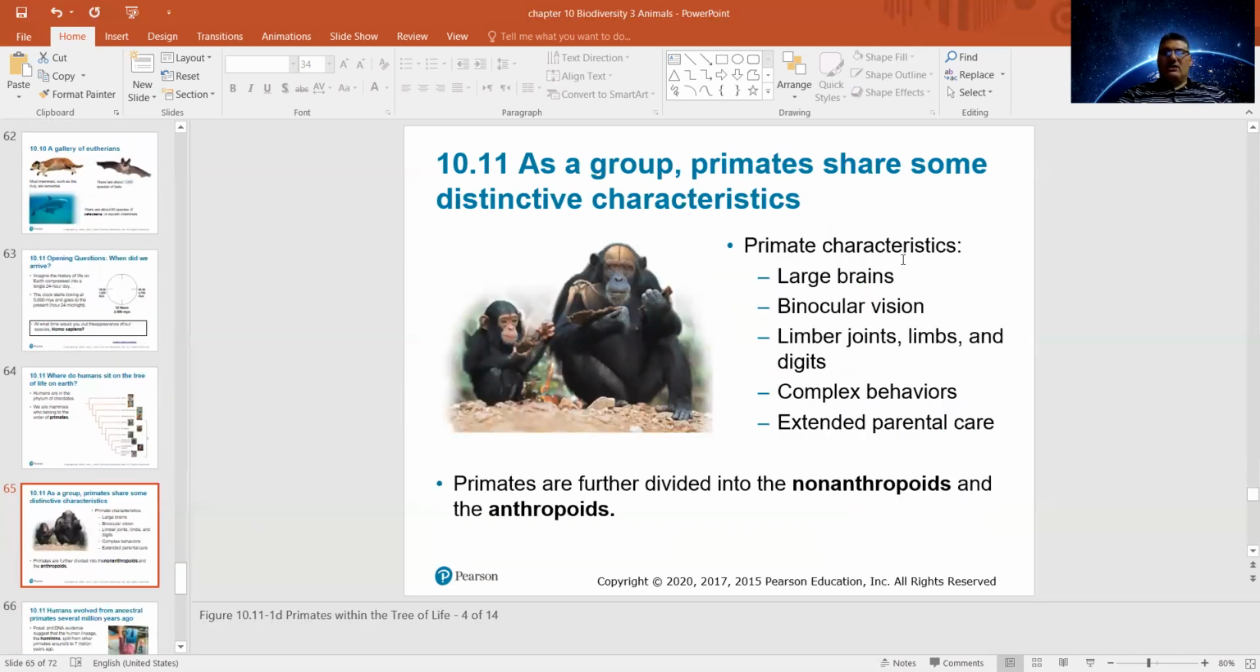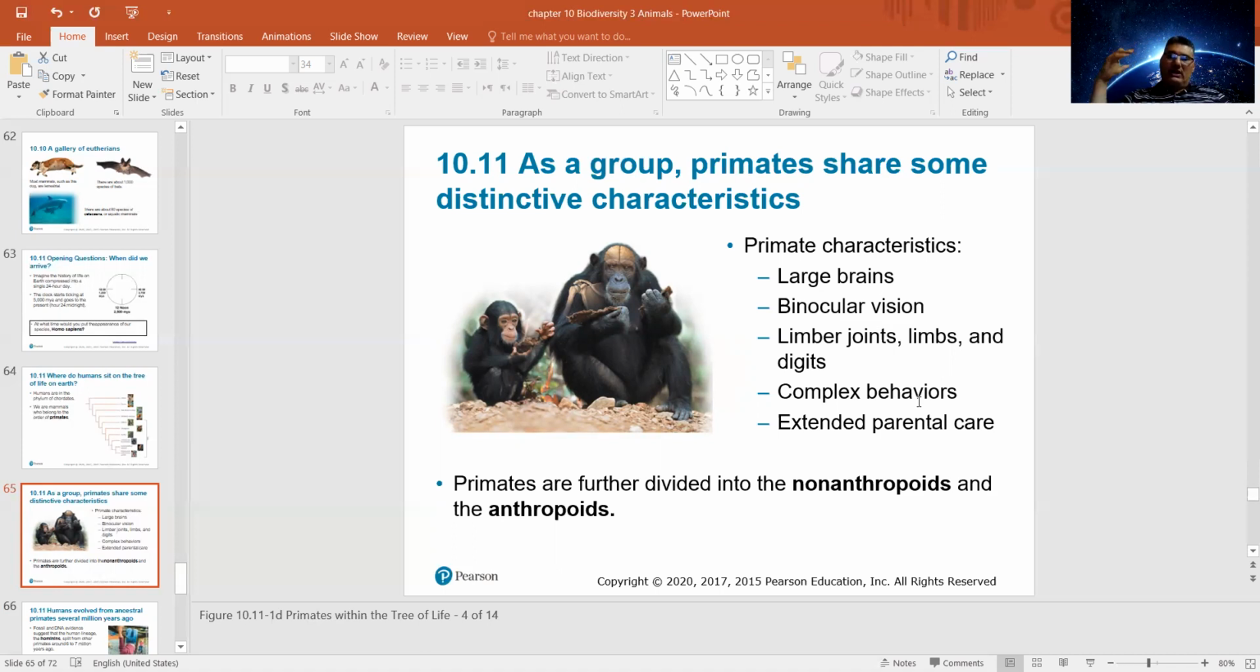So what's in common between the primates? We are part of the primates. As a group, it's primates. All primates have a large brain, binocular vision, like two eyes. They have limbs, like upper limb and lower limb, that contain joints and digits. All of them have the same thing.